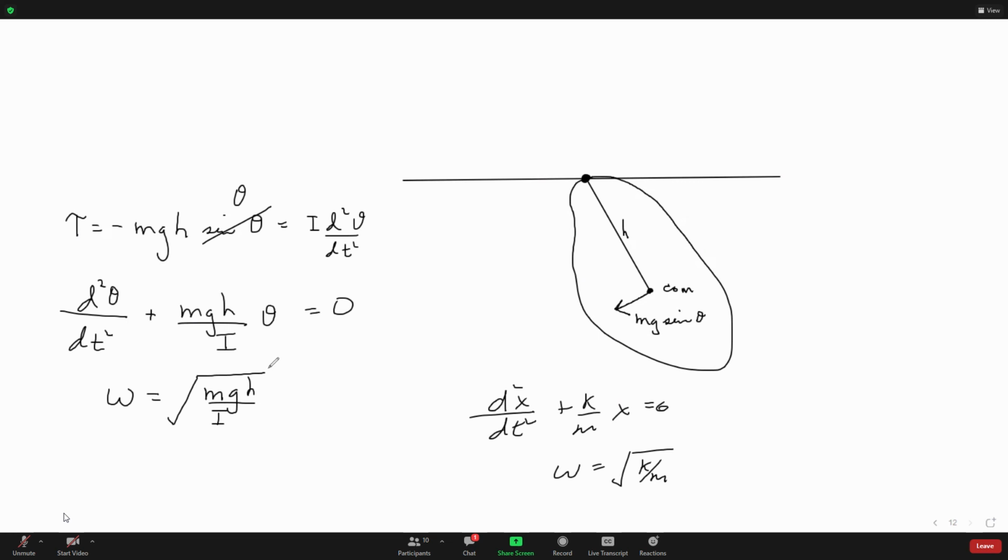Now, this has the same units as g over L because I goes like mr squared or mh squared or something. Notice that h will be different depending upon where I pivot it, and I will be different depending upon where I pivot it as well.